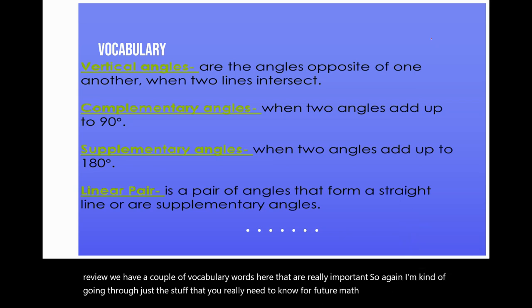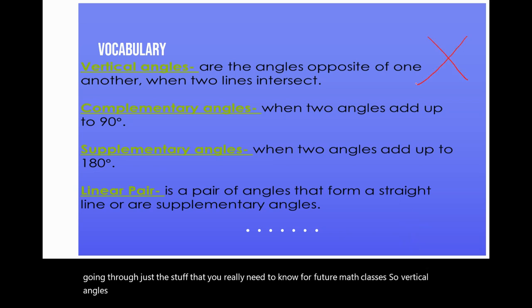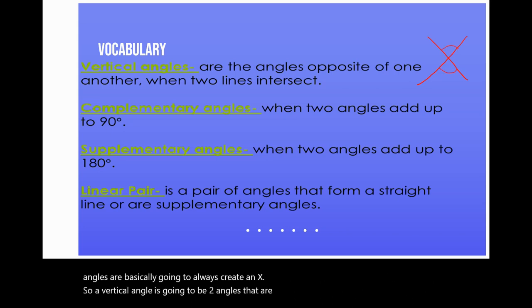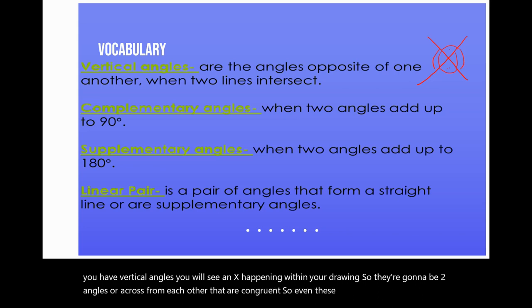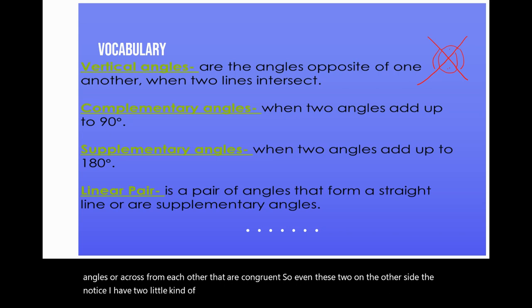So vertical angles are basically going to always create an X. A vertical angle is going to be two angles that are directly across from each other. Anytime you have vertical angles, you will see an X happening within your drawing. So there are going to be two angles across from each other that are congruent. Even these two on the other side, and notice I have two little halos there, those two are also congruent.